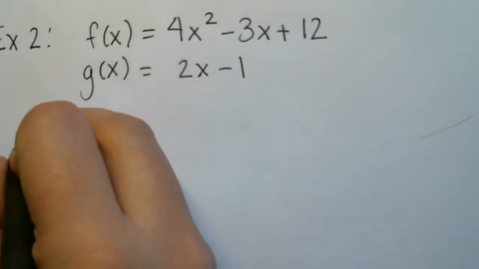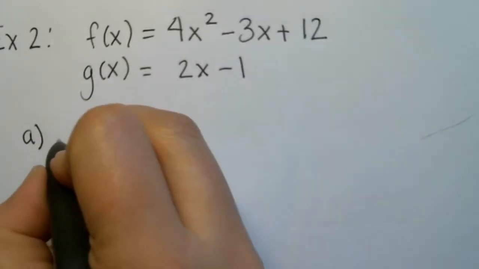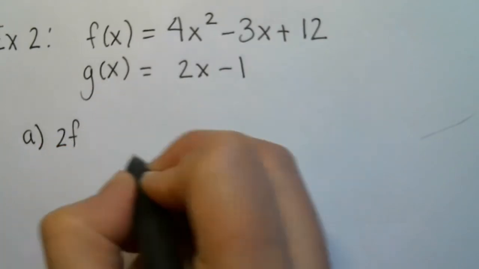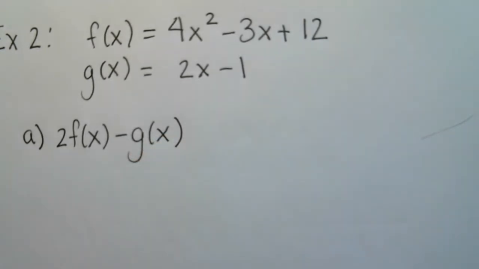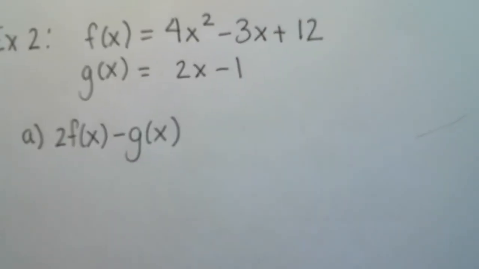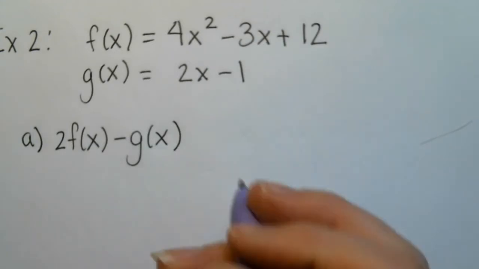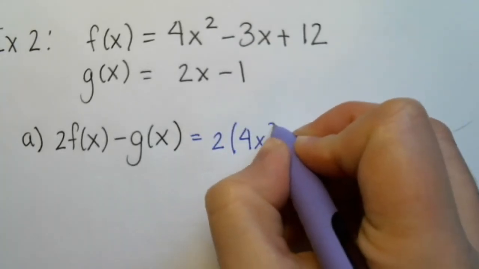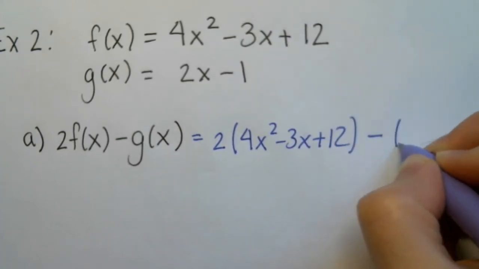So let's do a couple of things that are a little bit different from what we saw before. So we're going to go ahead and do 2f of x minus g of x. Okay, now this doesn't really use the notation that we saw in the previous example because of this 2, but we can go ahead and complete this operation, right? So we're going to have 2 times f of x minus g of x.